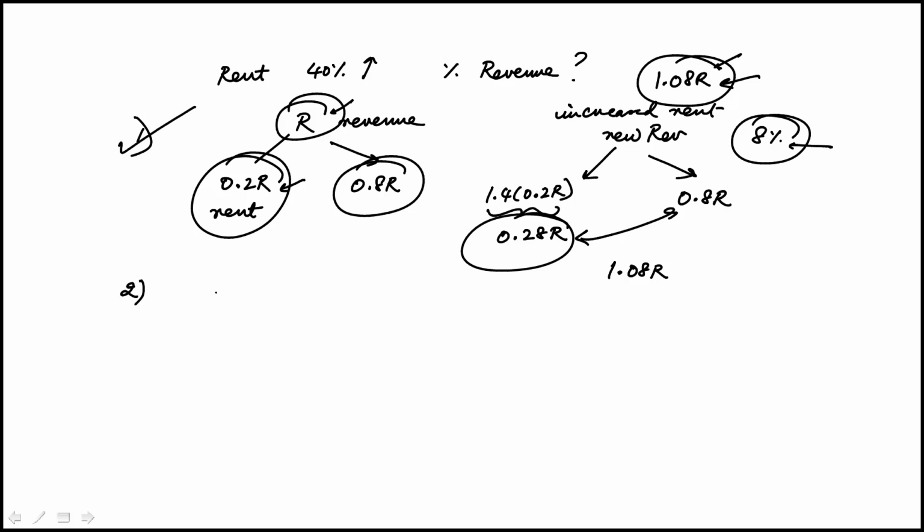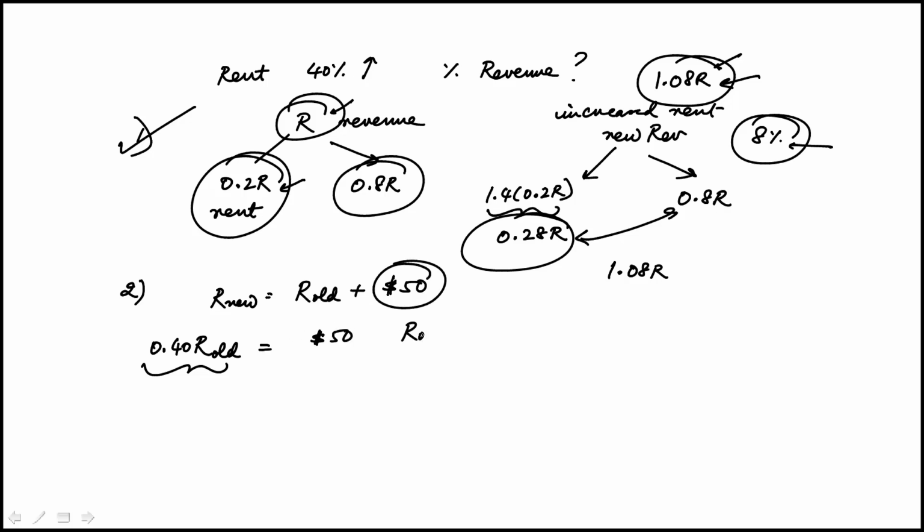And statement 2 just says that the new rent is $50 more than the previous. With that alone, I guess we can just figure out the rent part, which is that the rent increased by 40%. So if the original is R, the increase is 40% of that, and that's this increase, $50. So we can figure out our rent. That's pretty much all you can do.